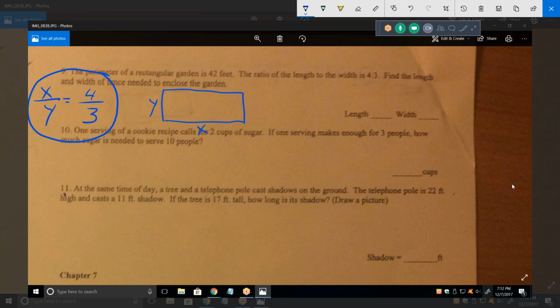I can't solve it all by itself. So I got to come up with a second equation. And I can do that from that first sentence. Based on x and y, what's the perimeter of this thing? So 42 is equal to what? That's also y, that's also x. Add the four sides together, that's the perimeter.